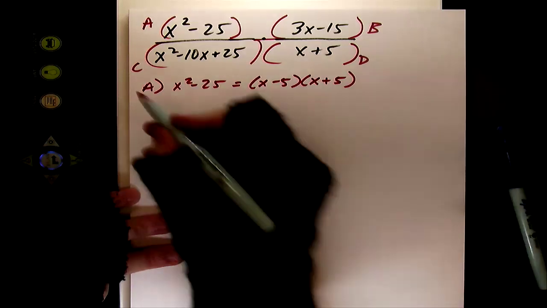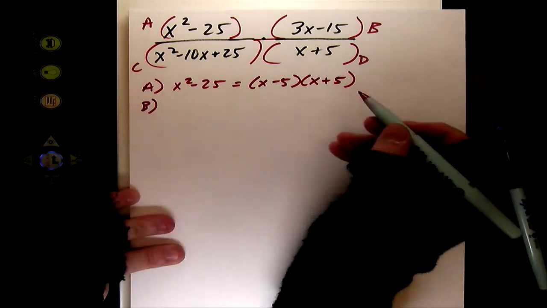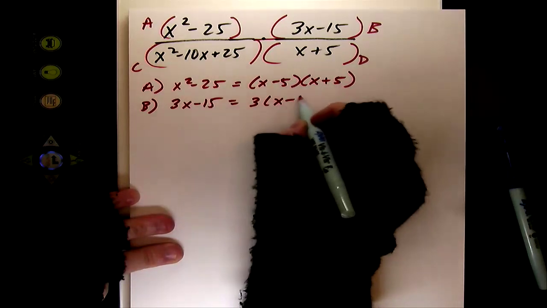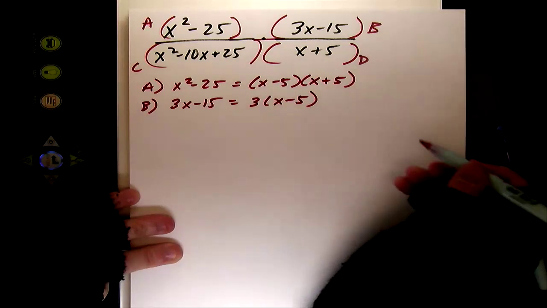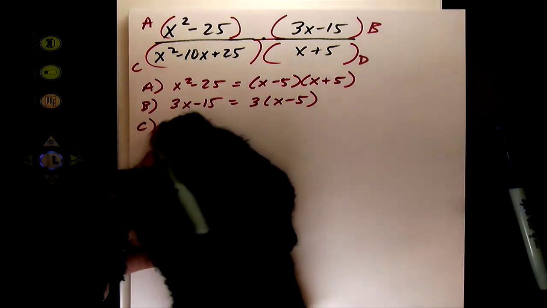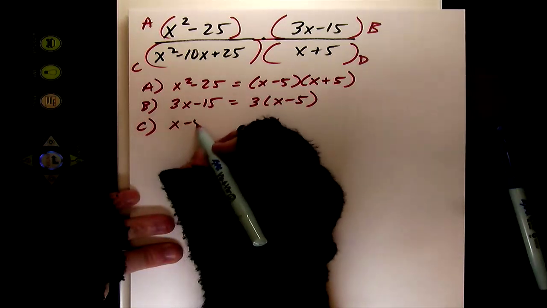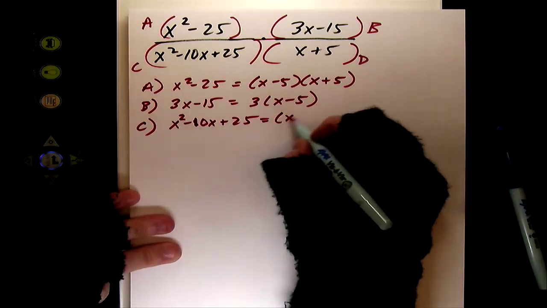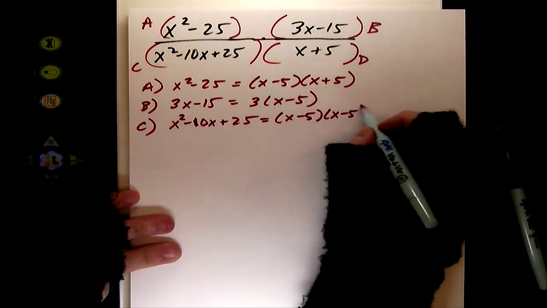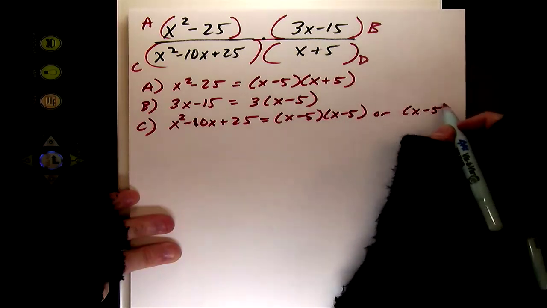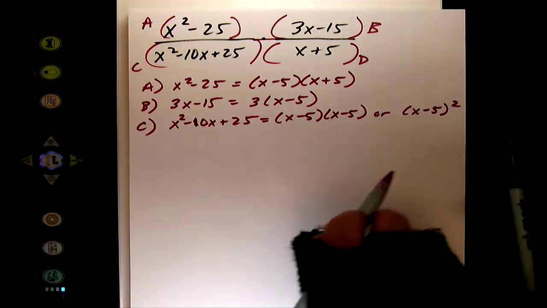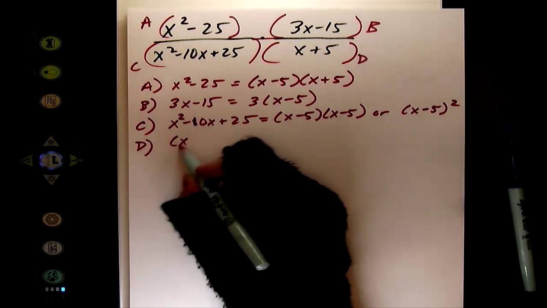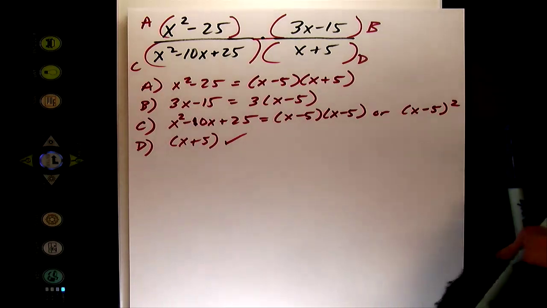B, all it has is a greatest common factor of 3. C factors into x minus 5 times x minus 5, or you can say x minus 5 squared. And D, that's already done. Doesn't factor.